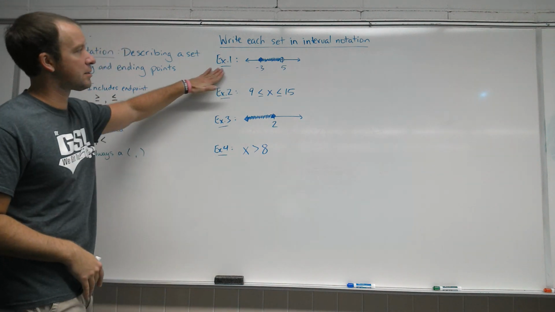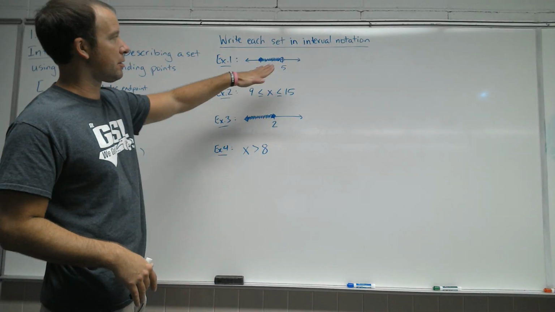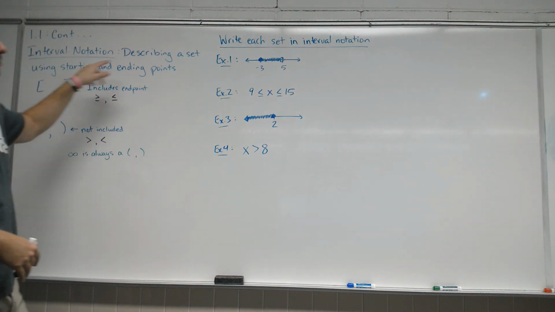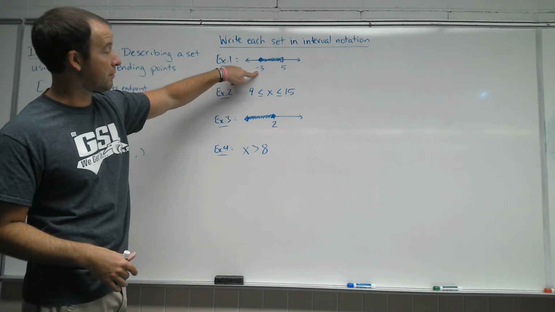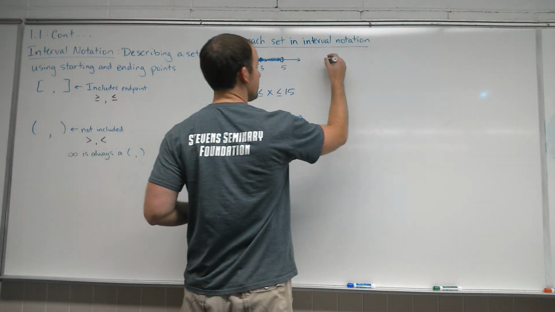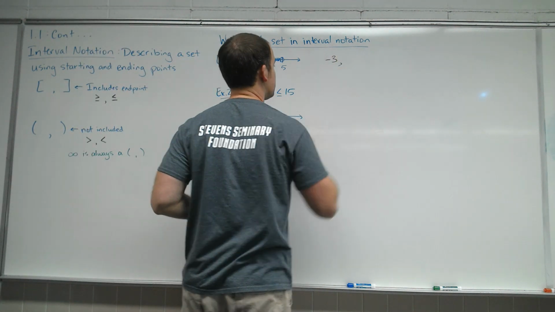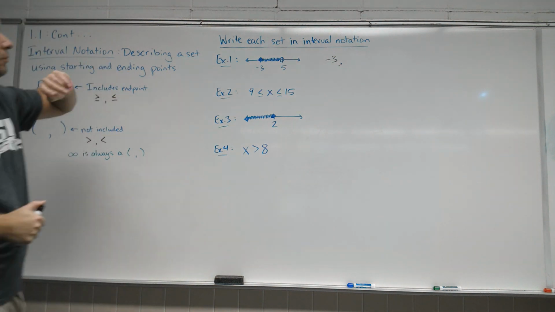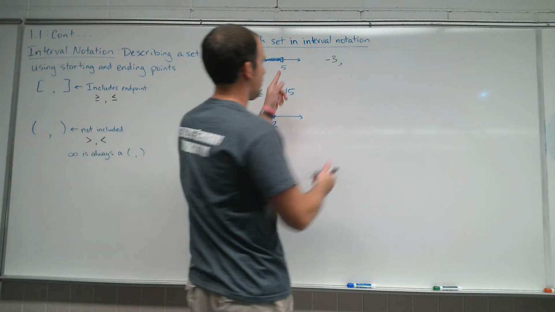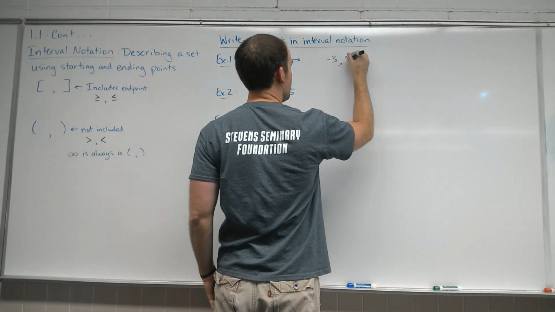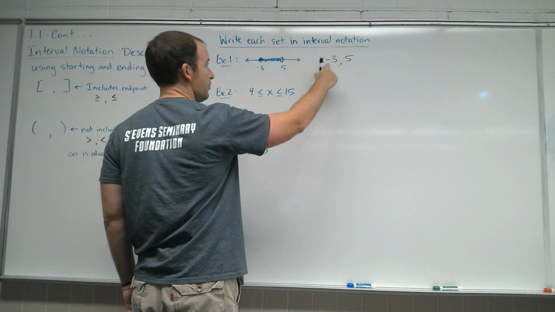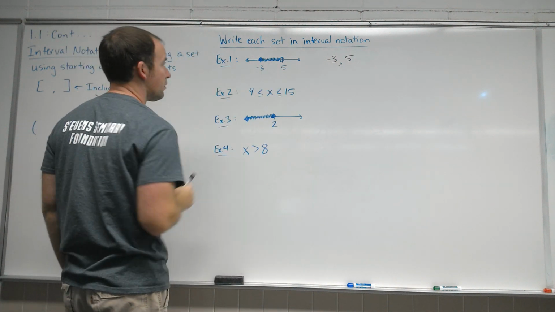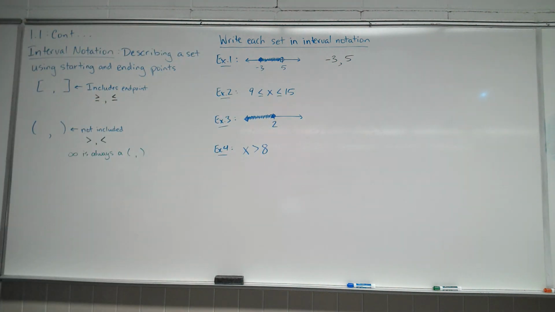Okay, so like in this set, the numbers that are shaded in, the numbers that I'm looking at in that set, where do they start? Well, they start at -3. -3 is the first thing that's included. So they start at -3. Where do they end? Well, they go up to 5. So this set of numbers goes from -3 to 5. So -3 to 5. And then we look at what are the ends doing.